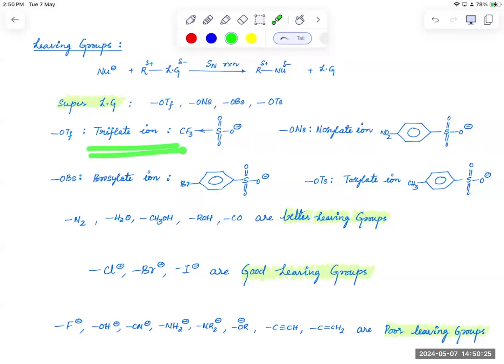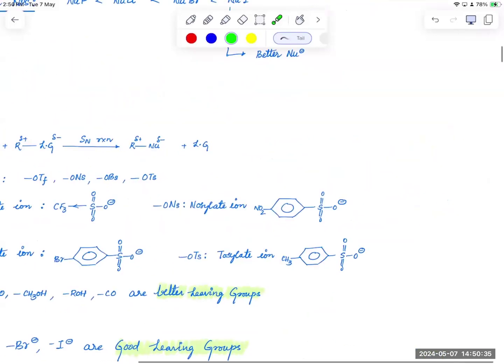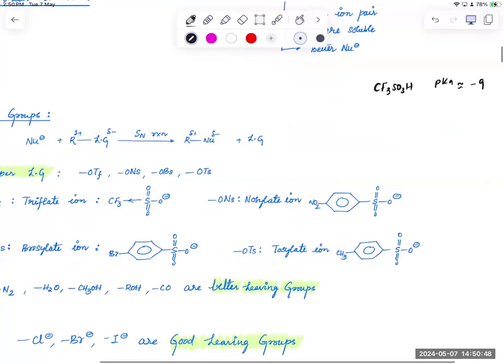What is OTf? It is called triflate ion, CF3 pulling with SO3 minus. Can you notice that this is coming from an extremely strong acid? CF3SO3H is an extremely strong acid. In fact, the pKa value for this is around -9. So you can imagine it's a very, very strong acid.